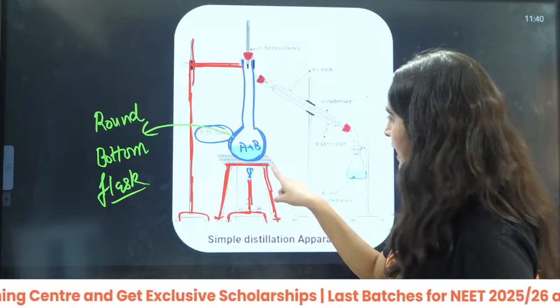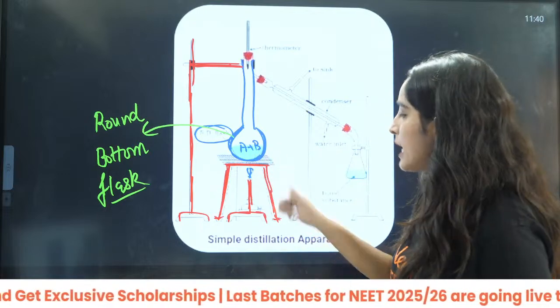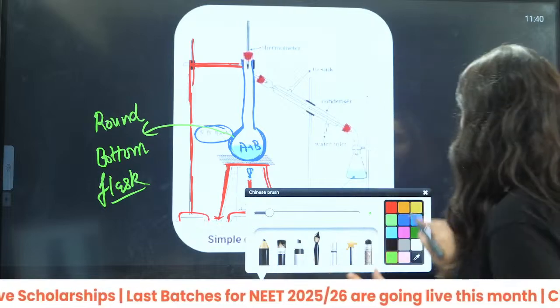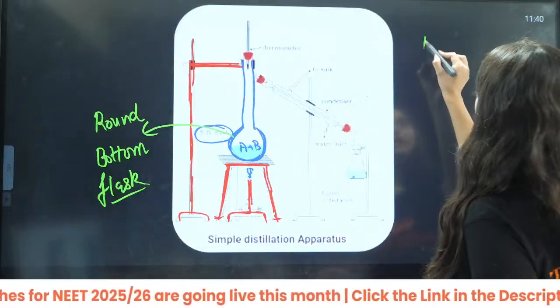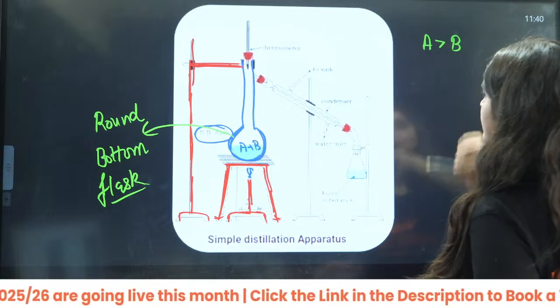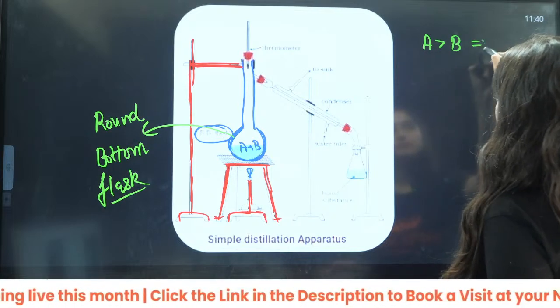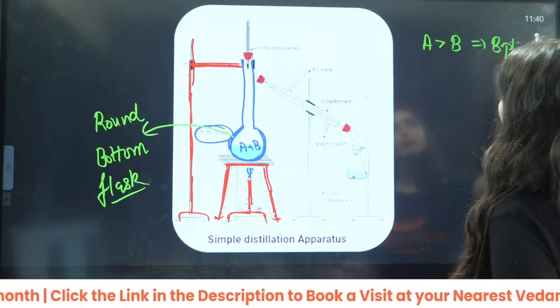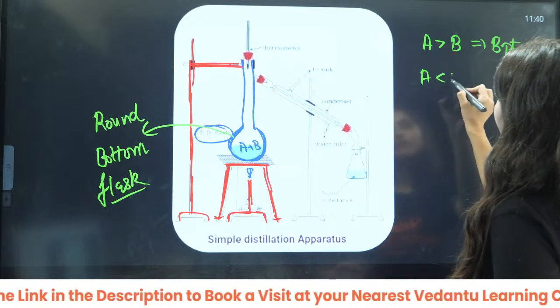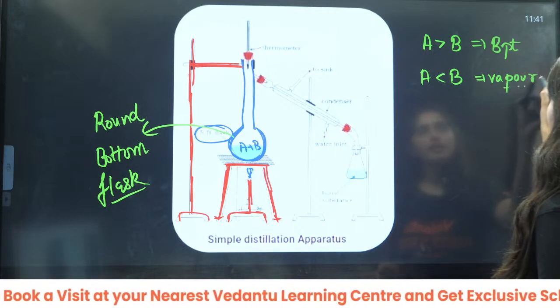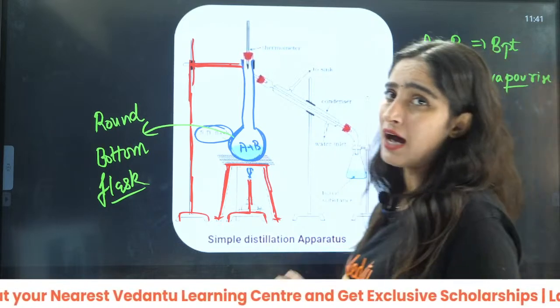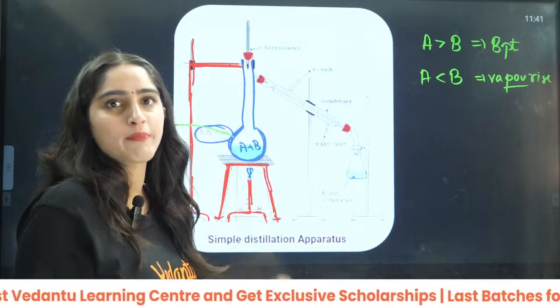Okay, you have A plus B here. I am saying that, as I told you, A has the higher boiling point, right? And A having the higher boiling point means A will vaporize later and B will vaporize fast. B is going to vaporize fast.